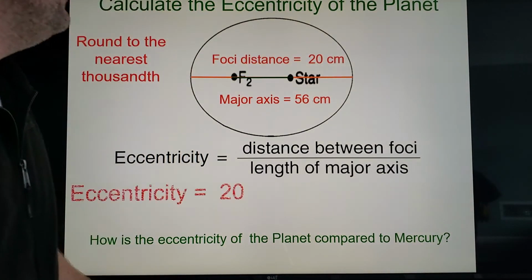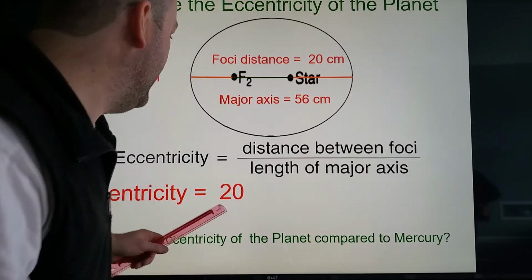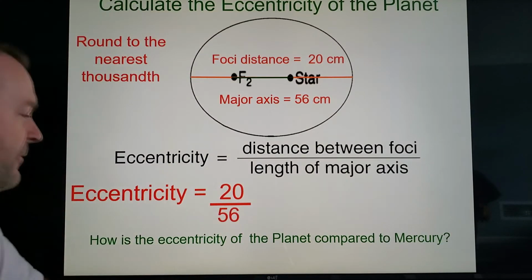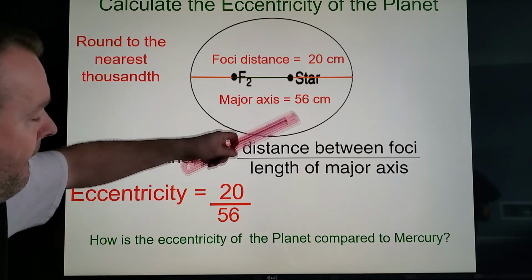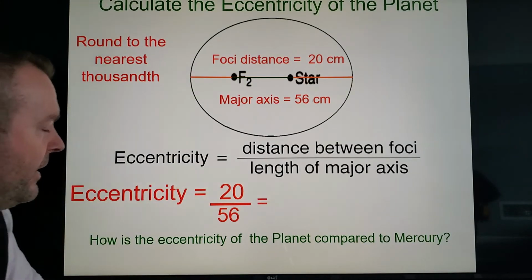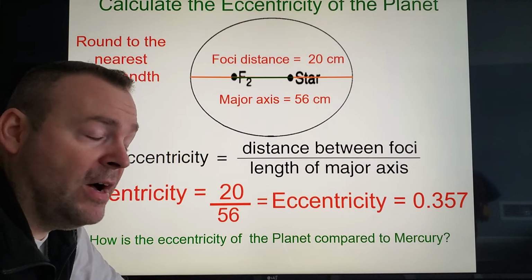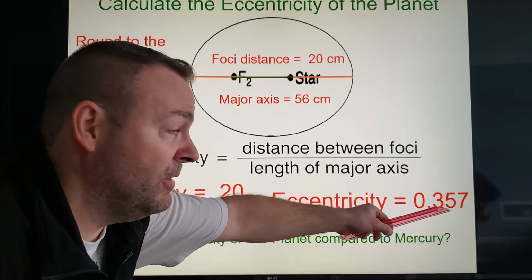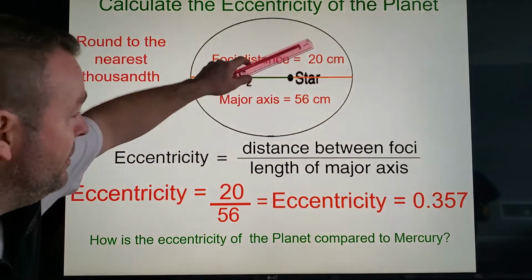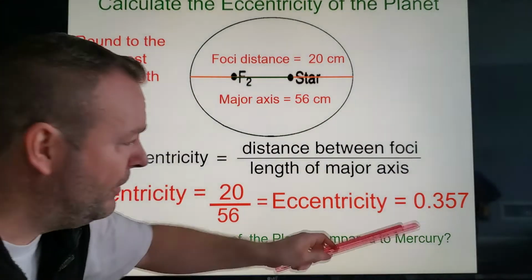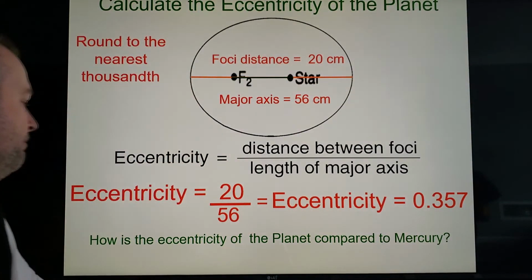All right, and when I do that, of course, I plug it in. So I got 20 divided by 56, all right? And I plug that into my calculator, and I'm getting about a 0.357. Hopefully you are getting something very close to that. Again, your numbers up here are probably different, but this should be about the same.